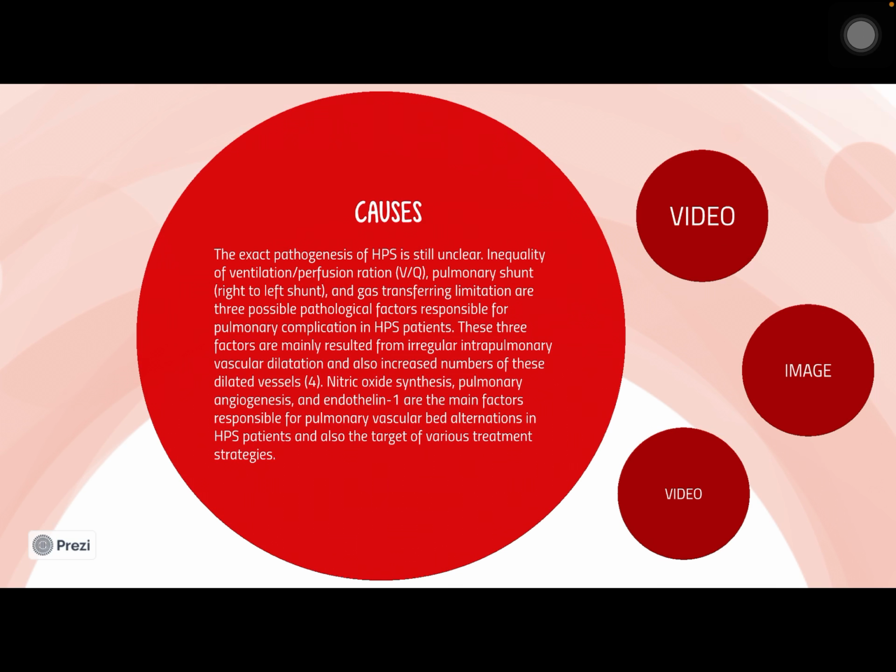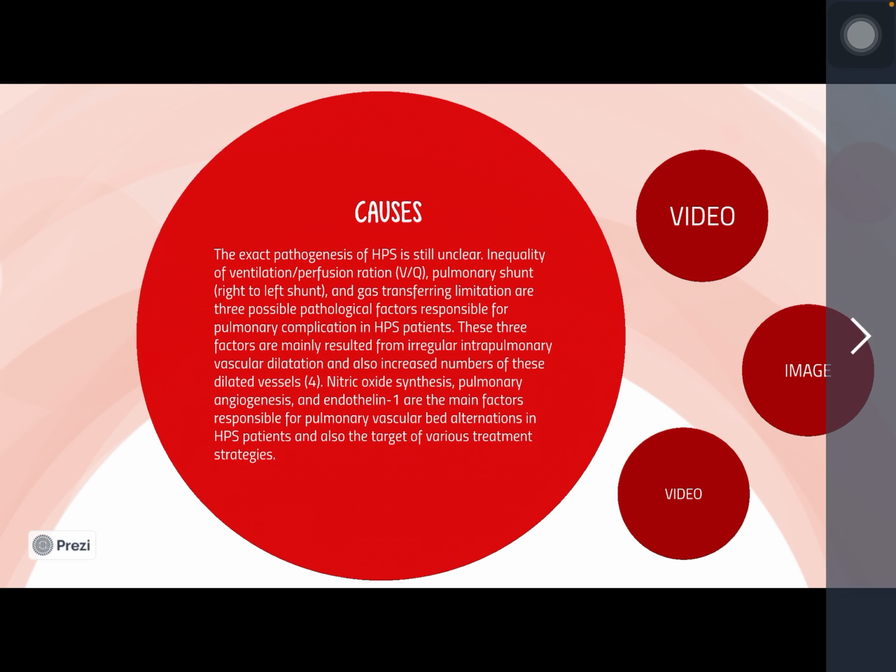Nitric oxide synthesis, pulmonary angiogenesis, and endothelin-1 are the main factors responsible for pulmonary vascular bed alterations in HPS patients and also the target of various treatment strategies.